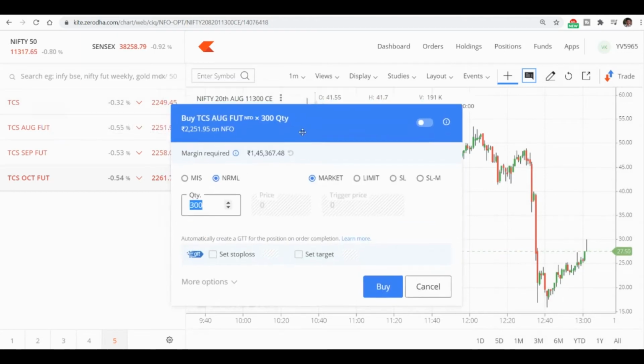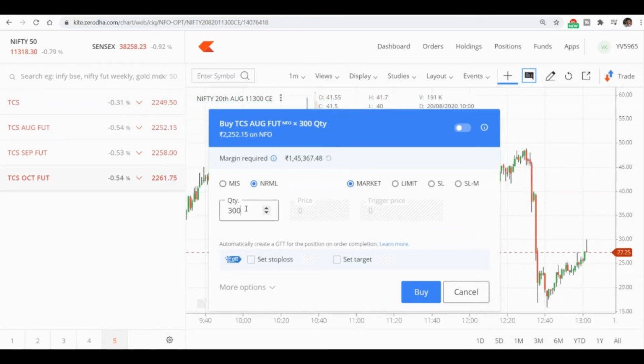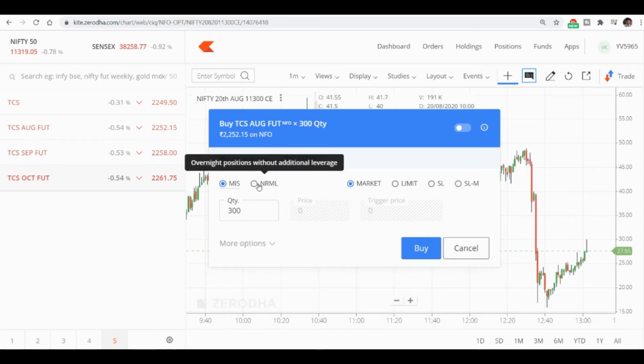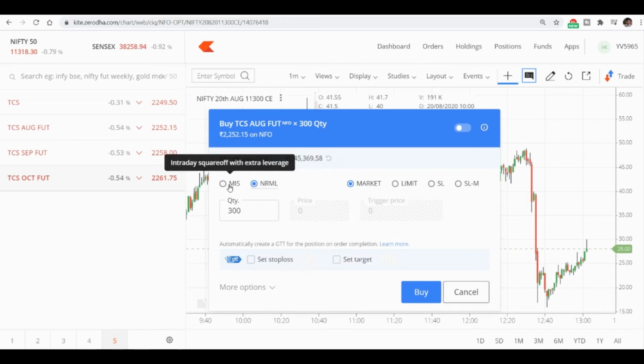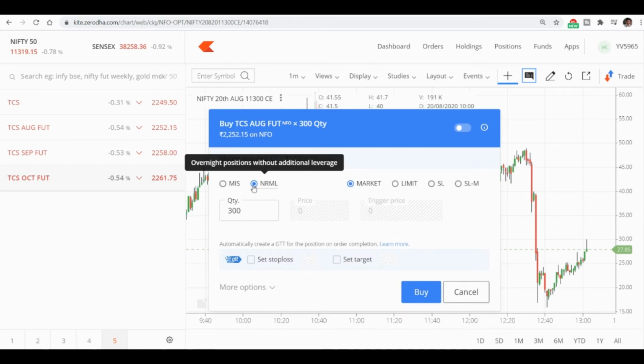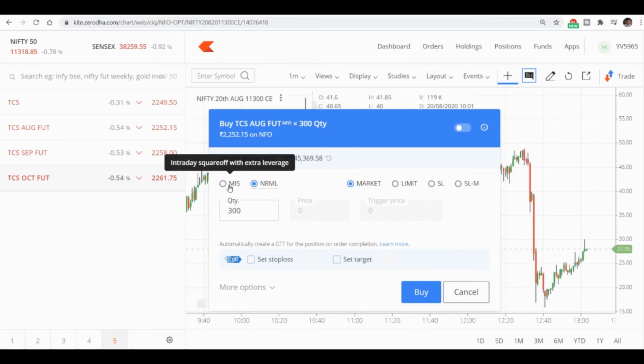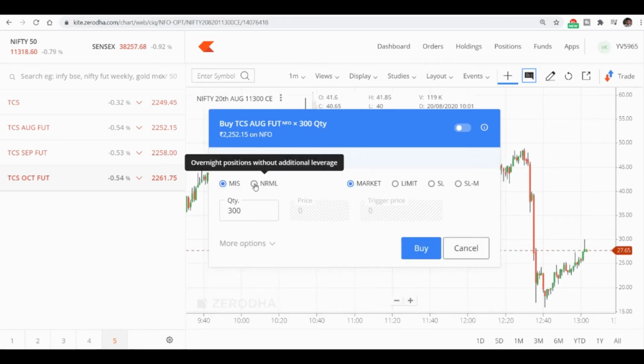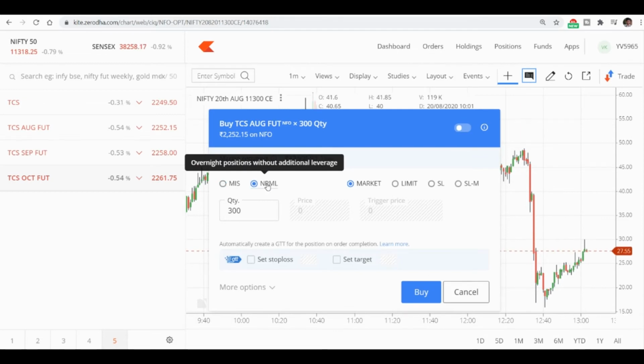As for the lot size, here the quantity is 300. If you increase it, it will be 600, 900, 1200, like that. You can only buy in lot size. You can do intraday and you can also do NRML. If you buy in MIS, you have to sell on the same day. But if you choose NRML, you have the option to sell on the same day as well, and you can hold till the last Thursday of whichever month you are buying. You have both the options. It is not necessary that if you have bought NRML, you need to hold till the end. You can close it immediately in the next 5 minutes or on the same day itself.